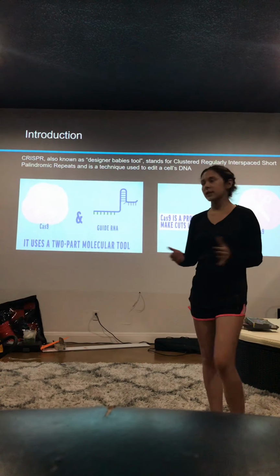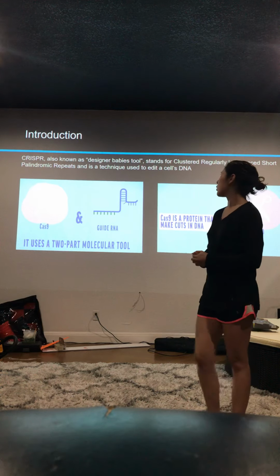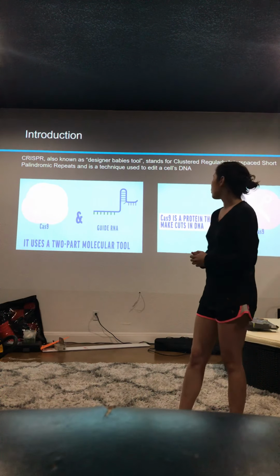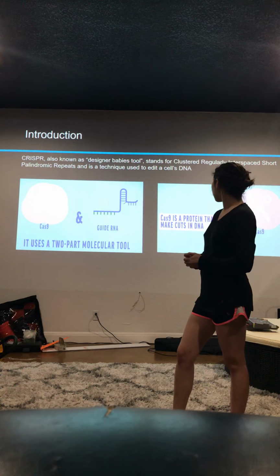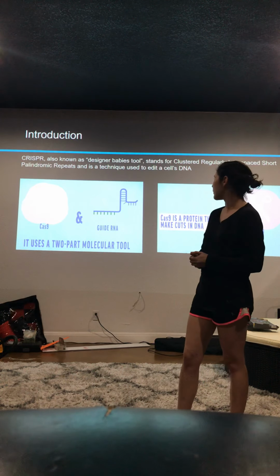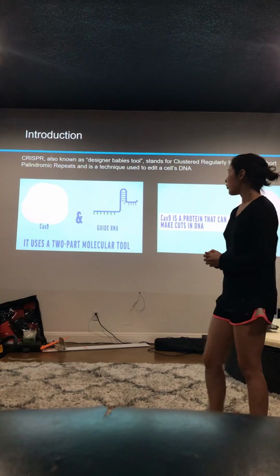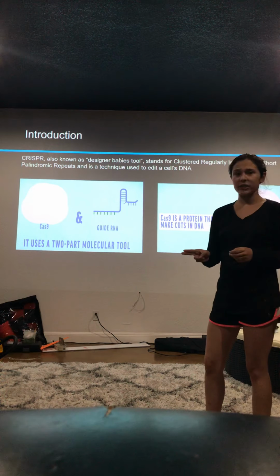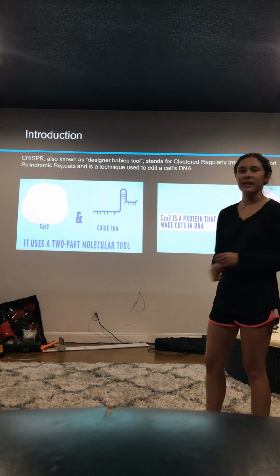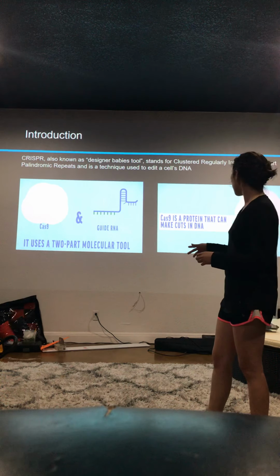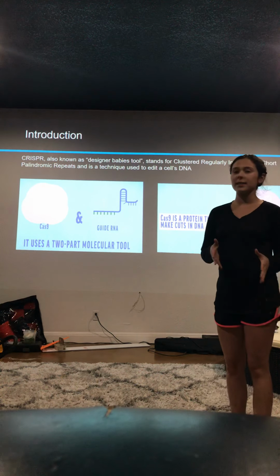So how this works: CRISPR is also known as the designer babies tool, which stands for clustered regularly interspaced short palindromic repeats, and is a technique used to edit a cell's DNA. First, it is a two-part molecular tool, which uses Cas9 and guide RNA. Cas9 is a protein that can make cuts in DNA.